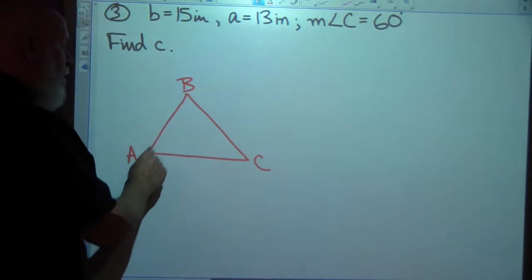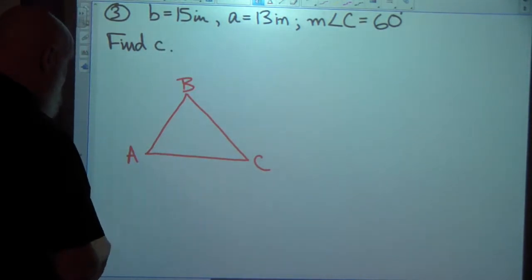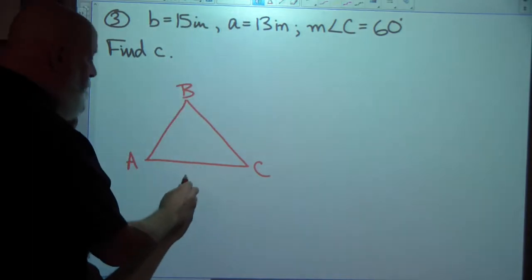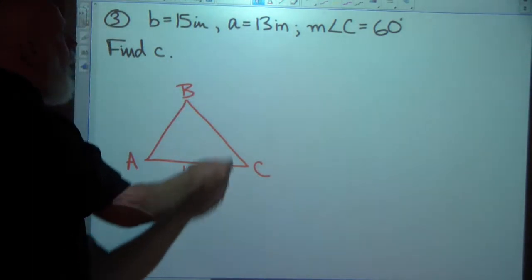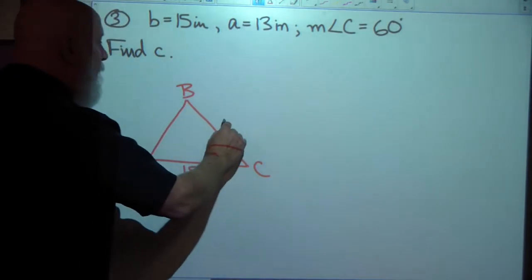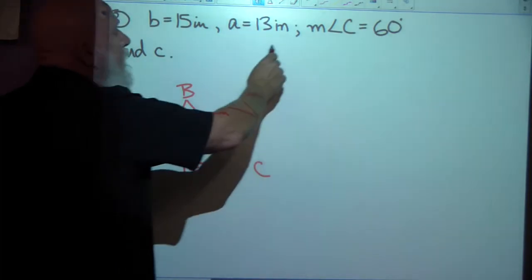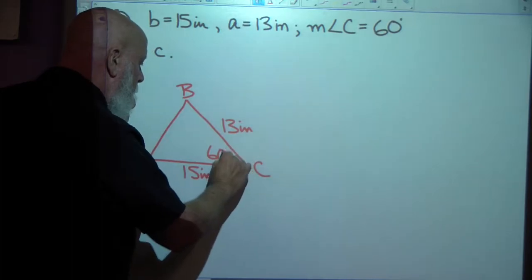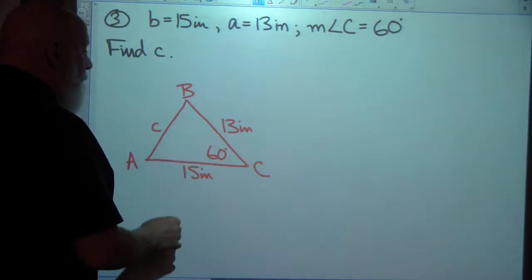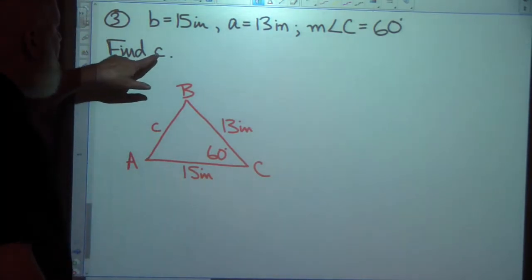What matters is, now that I've got it labeled, if this is B, then it tells me B is 15 inches, so this has got to be 15 inches. A is 13 inches, so this has got to be 13 inches. And it tells me that the measure of angle C is 60 degrees. That means side C is right here. If this is C, there's side C, and I want to find C.